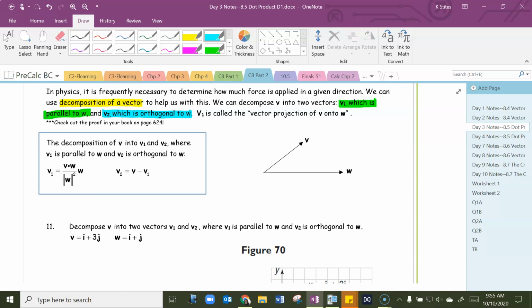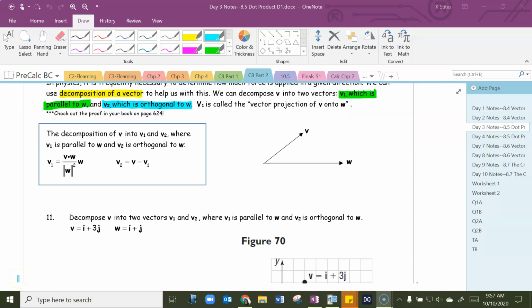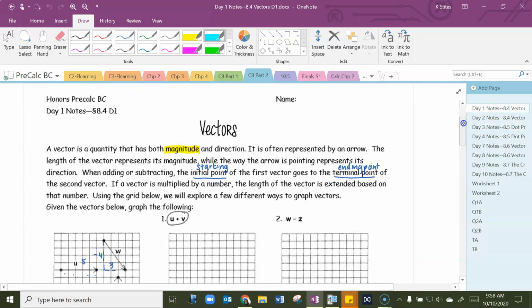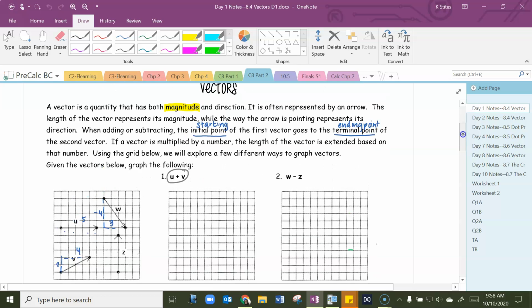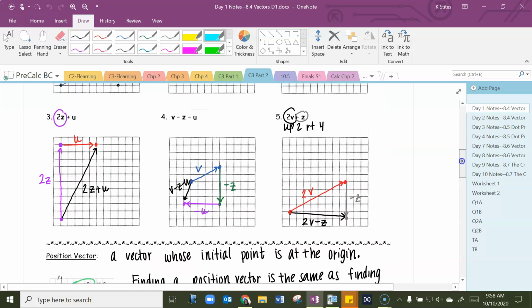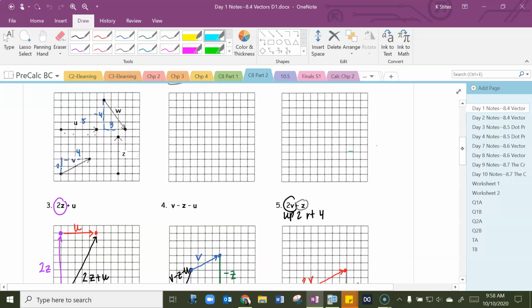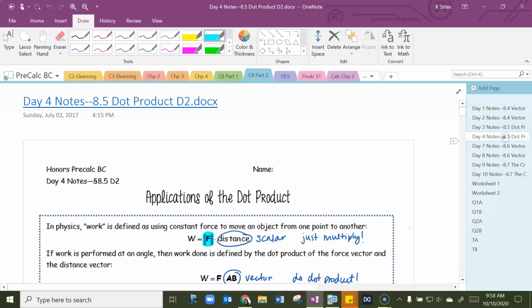All right, and we have these 2 formulas here for it. So let's take a minute and talk about what this actually means. Basically what's happening here is we're saying that V1 and V2 are 2 vectors that we can use to create vector V. If we remember back from our day 1 notes, we can frequently add vectors or subtract them and put them together to create another vector. So that's the basic idea of what we are doing here.